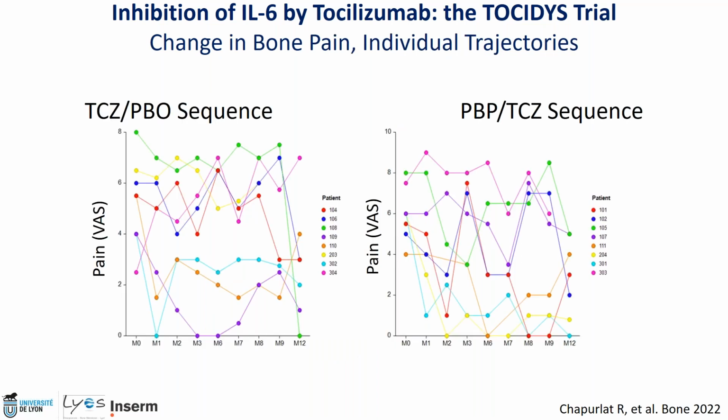And if you look at the change in bone pain, and these are the individual trajectories, you can see that a number of patients had sharp decrease in bone pain while on tocilizumab and relapse while on placebo, but this is only a limited number, and so there was no significant difference between the sequences of the treatment. But maybe there's an effect of the inhibition of IL-6 in a subset of patients, but again, we don't really understand the pathophysiology of bone pain in this disease, and so it's difficult to identify this subset.